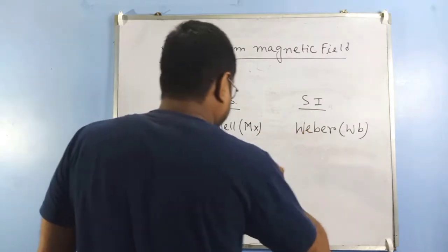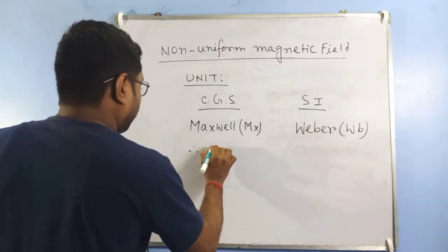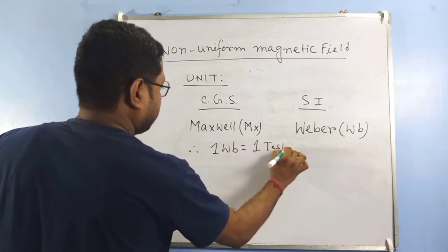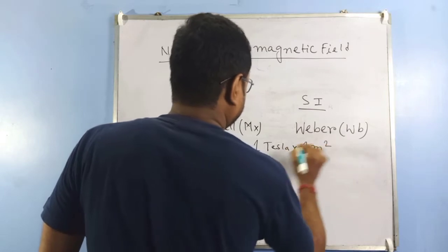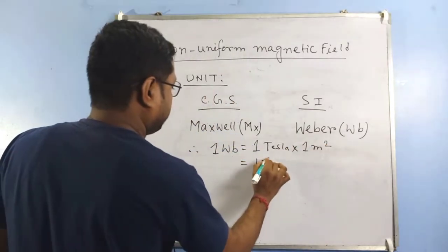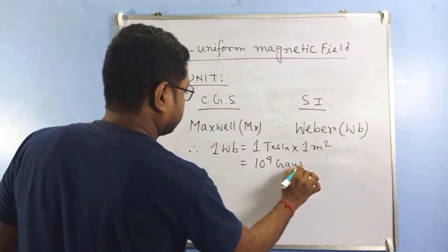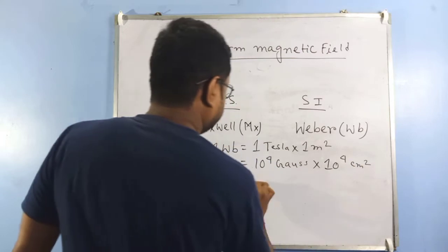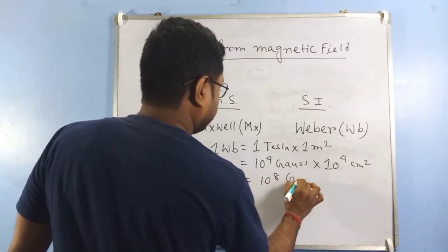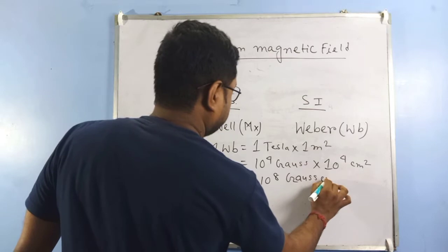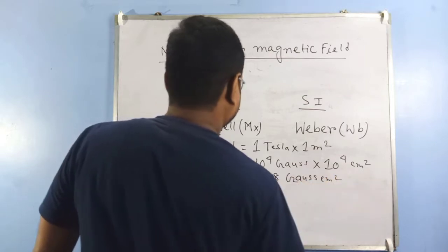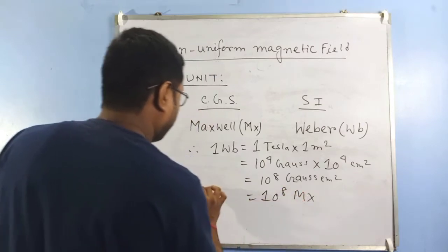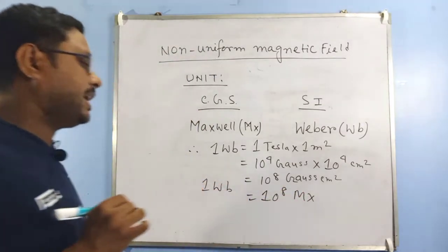Now 1 Weber equals 1 Tesla into 1 meter square. Now 1 Tesla equals 10 to the power 4 Gauss, and 1 meter square equals 10 to the power 4 centimeter square, that is 10 to the power 8 Gauss centimeter square. Gauss centimeter square is equal to Maxwell, that is 10 to the power 8 Maxwell. So 1 Weber is equal to 10 to the power 8 Maxwell.